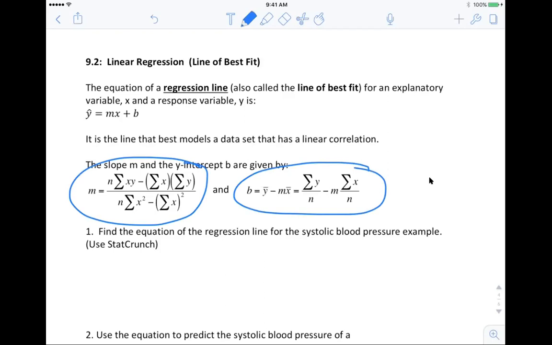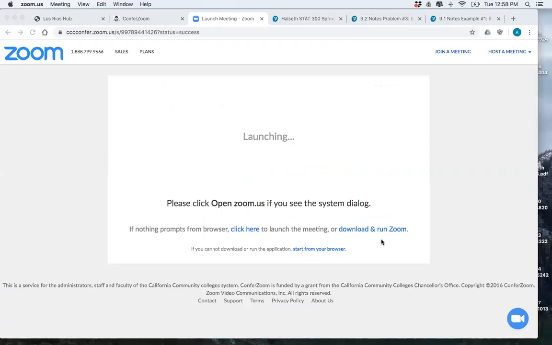Okay, let's try it. Again, we're going to use the same old StatCrunch feature that you do for all of chapter 9. So this one we're going to find the equation of the regression line for that systolic blood pressure example from 9.1, the one at the beginning of this packet. So I'm going to go ahead and load that data into StatCrunch, and we'll do it from there.